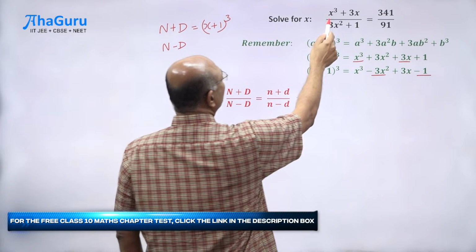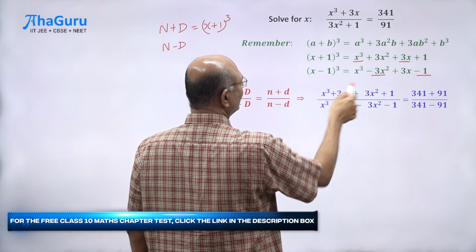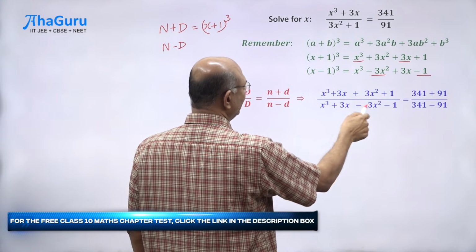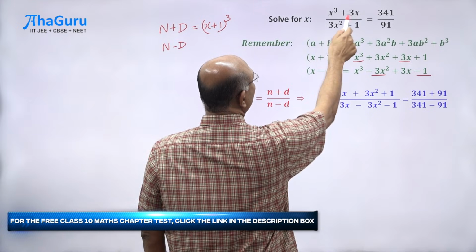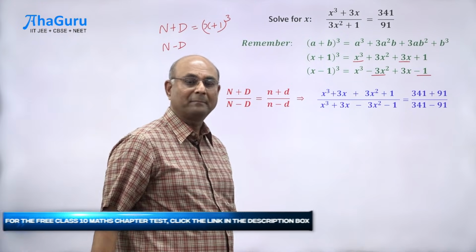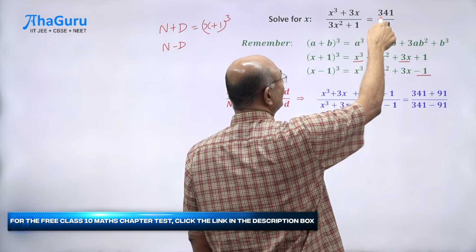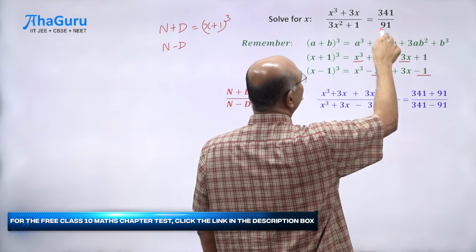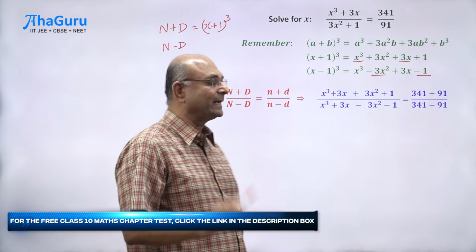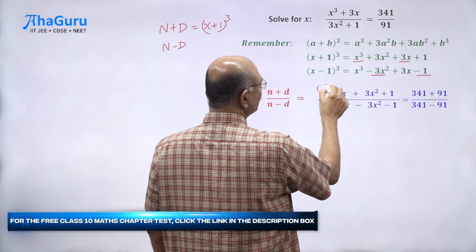Okay, so let us do numerator plus denominator on the left side, and here numerator minus denominator. Whatever I do on the left, I should do on the right. So basically 341 plus 91 by 341 minus 91. Now what is this?